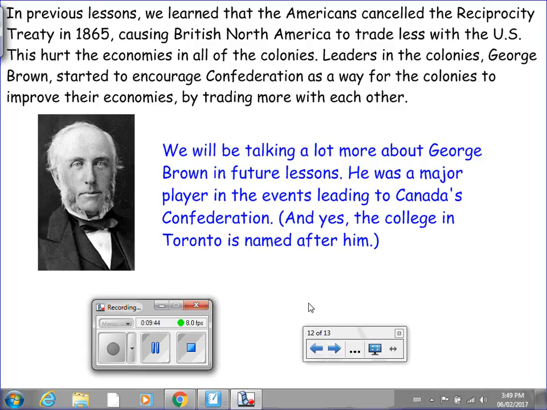And we will be talking a lot more about George Brown in future lessons. He was a major player in the events leading to Canada's Confederation. And yes, the college in Toronto is named after him.